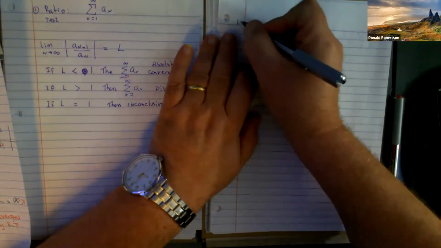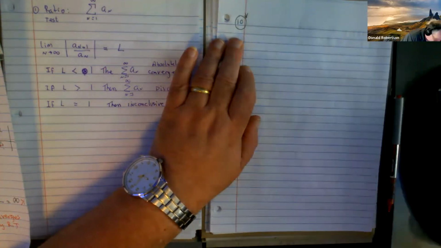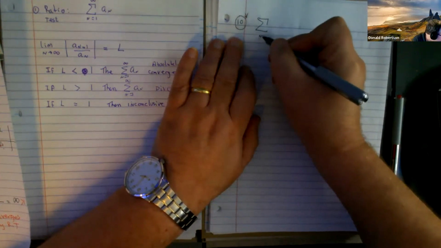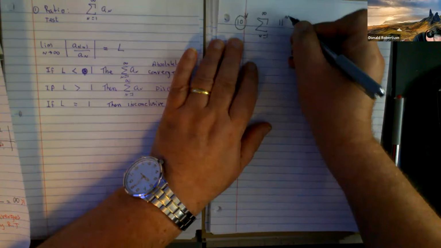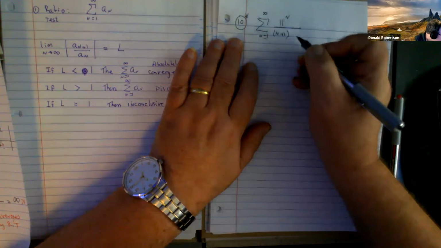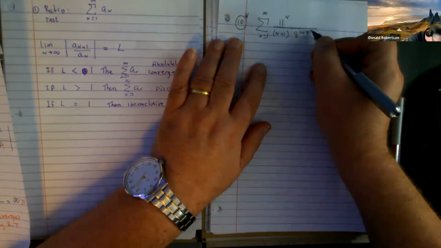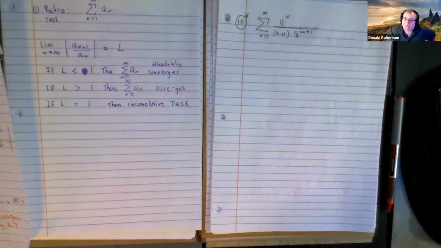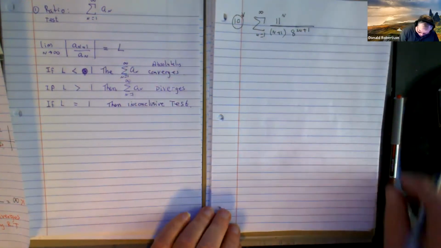So let's look at some of the weird ones. So here is a weird one. This is question 10. It's n equals 1 to infinity, 11 to the n on top, n plus 1 and 8 to the 2n plus 1 on the bottom. Now it's got 3 pieces to it rather than 5, which is nice.